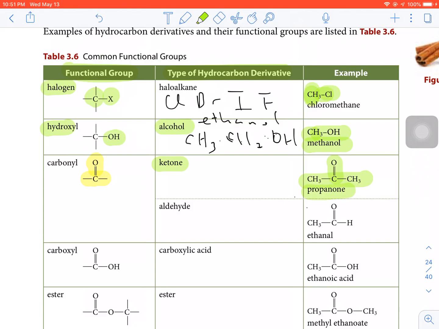Now, if it turns out that this C double bond O is on the end carbon, at the end of a chain, look at this example over here. There's my ethane chain, my 2-carbon chain. There's the C double bond O carbonyl group, and then the carbon is sharing its last electron with hydrogen. This molecule here is called an aldehyde.